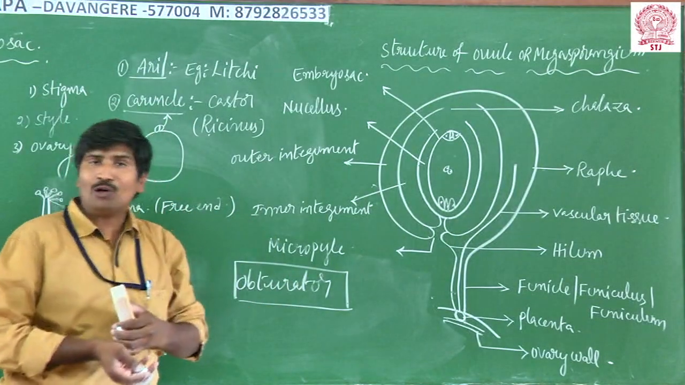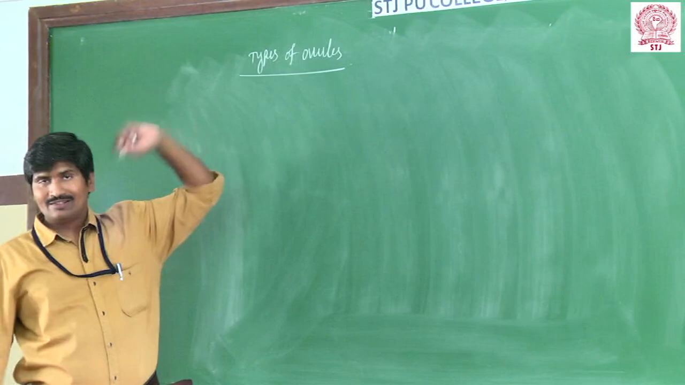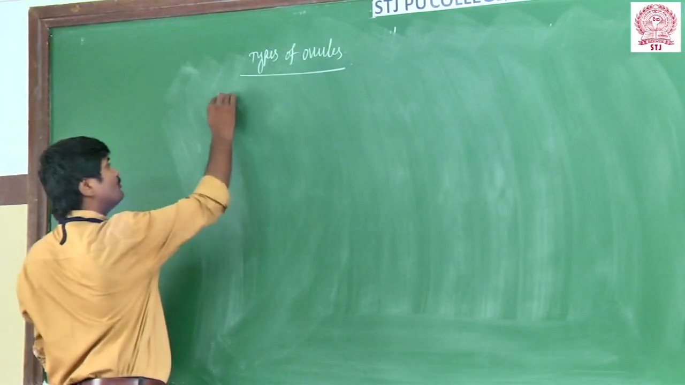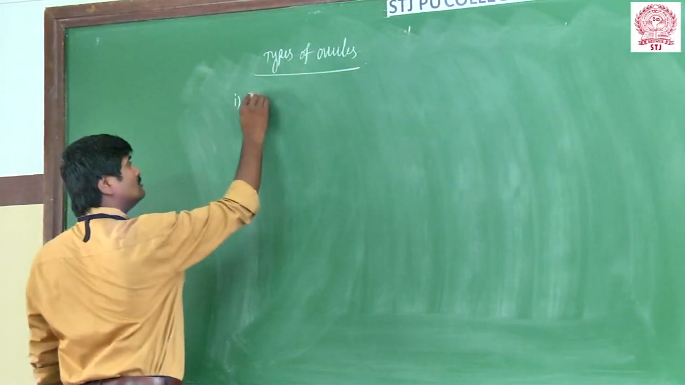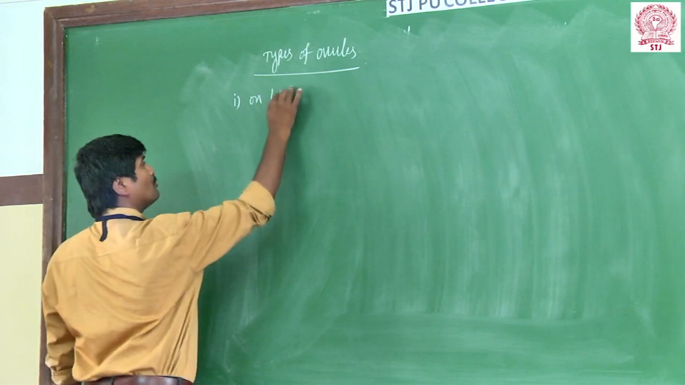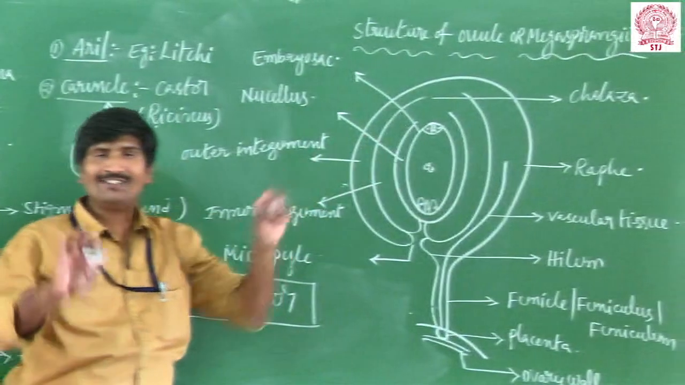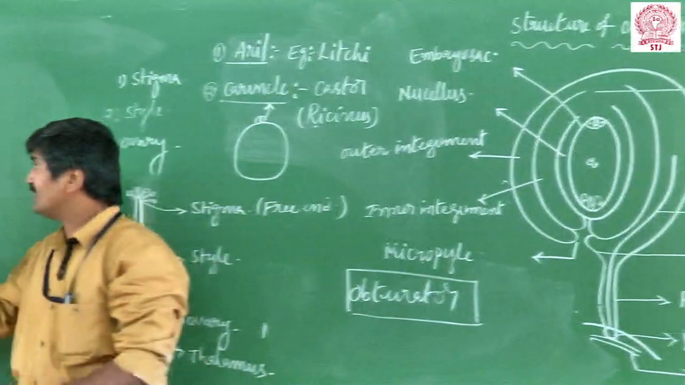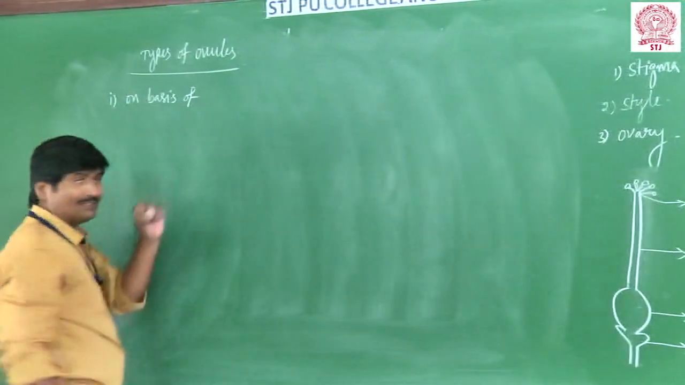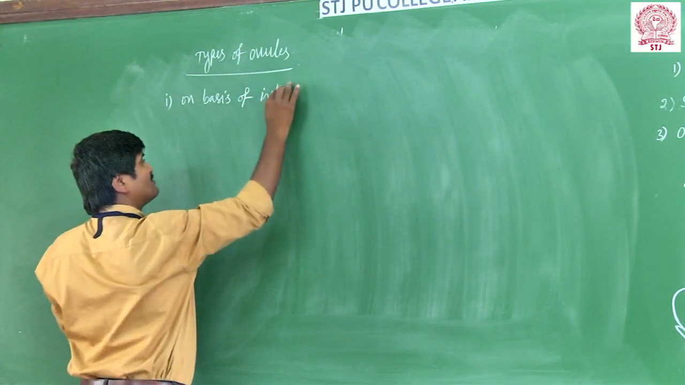Now discuss the different types of ovules. Types of ovules. First category, the types of ovules on the basis of integuments, the number of integuments. Generally in these structures, how many integuments are there? Total 2 integuments, outer integument and inner integument.